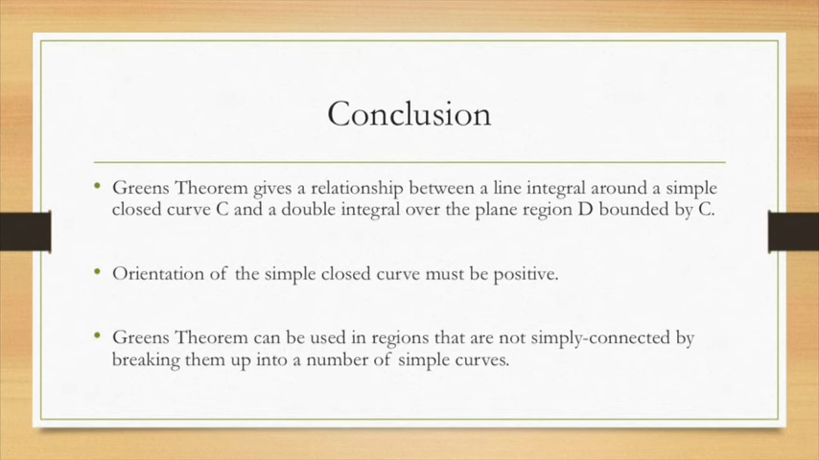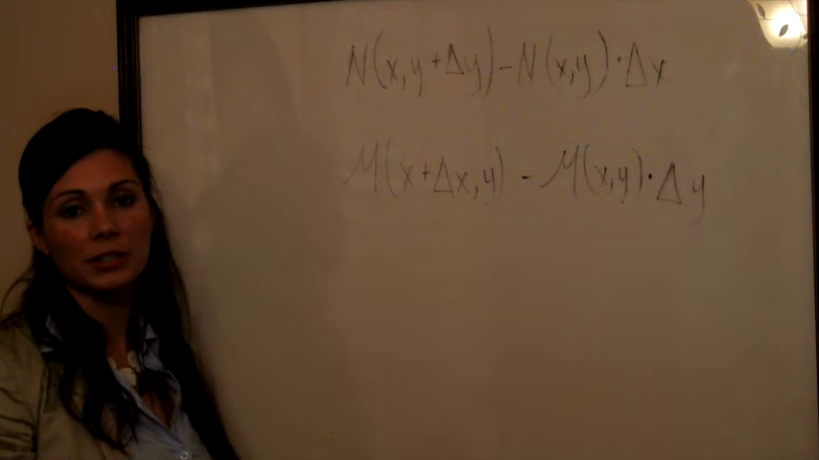So as we've gone over today, Green's theorem gives a relationship between a line integral around a simple closed curve C and a double integral over the plane region D bounded by C. Orientation has to be a simple closed curve and it must be positive. Green's theorem can be used in regions that are not only simply connected by breaking them up into a number of simple curves. Thank you for watching this presentation.